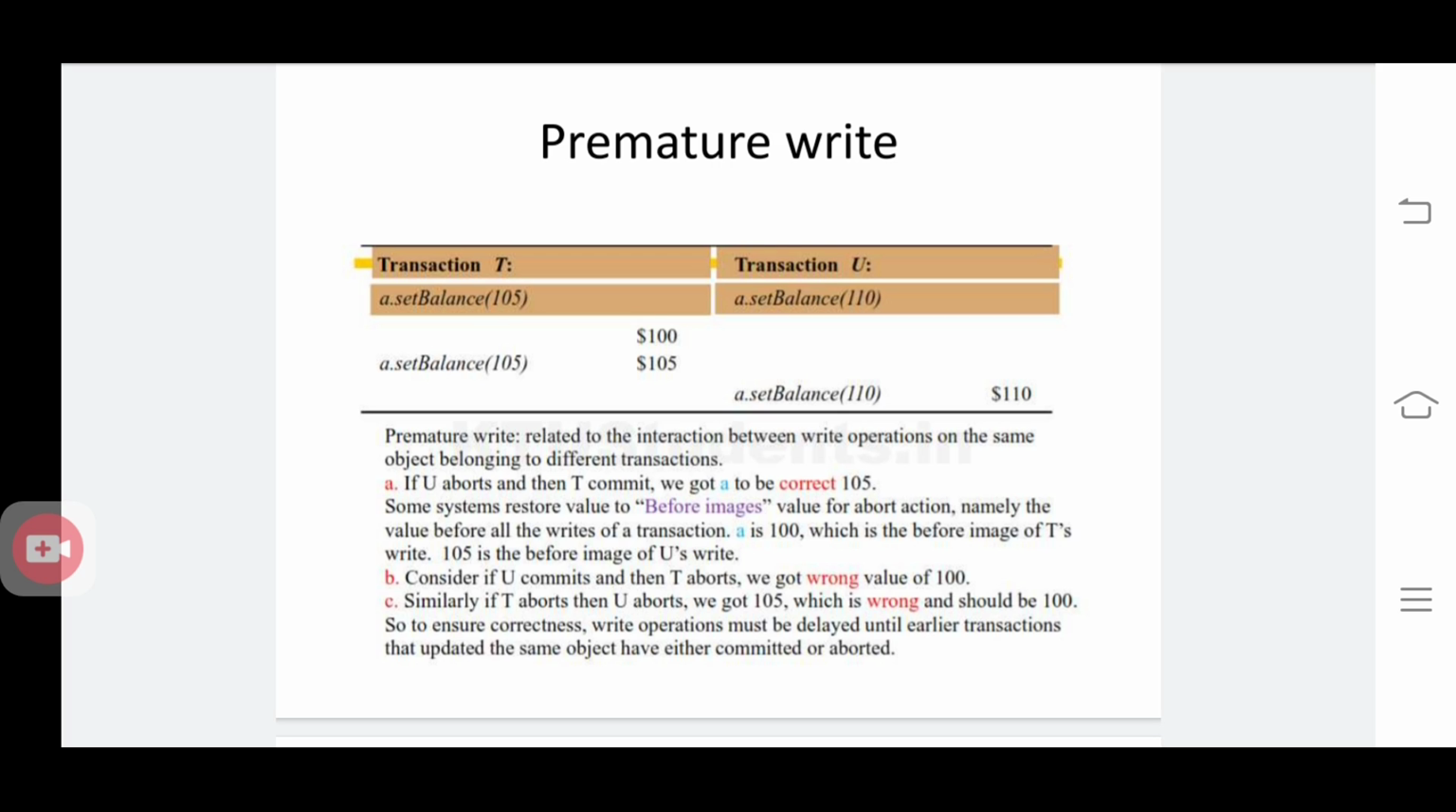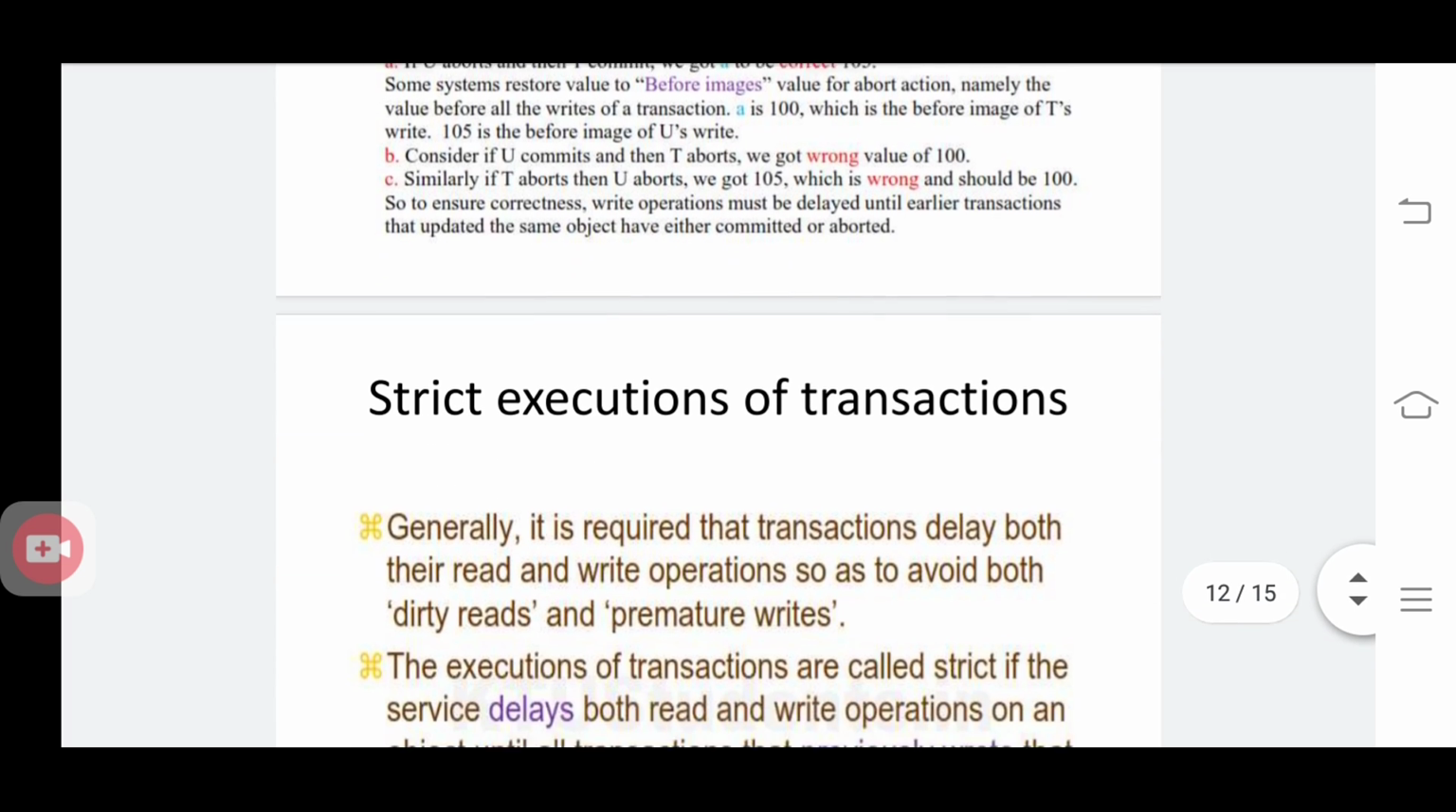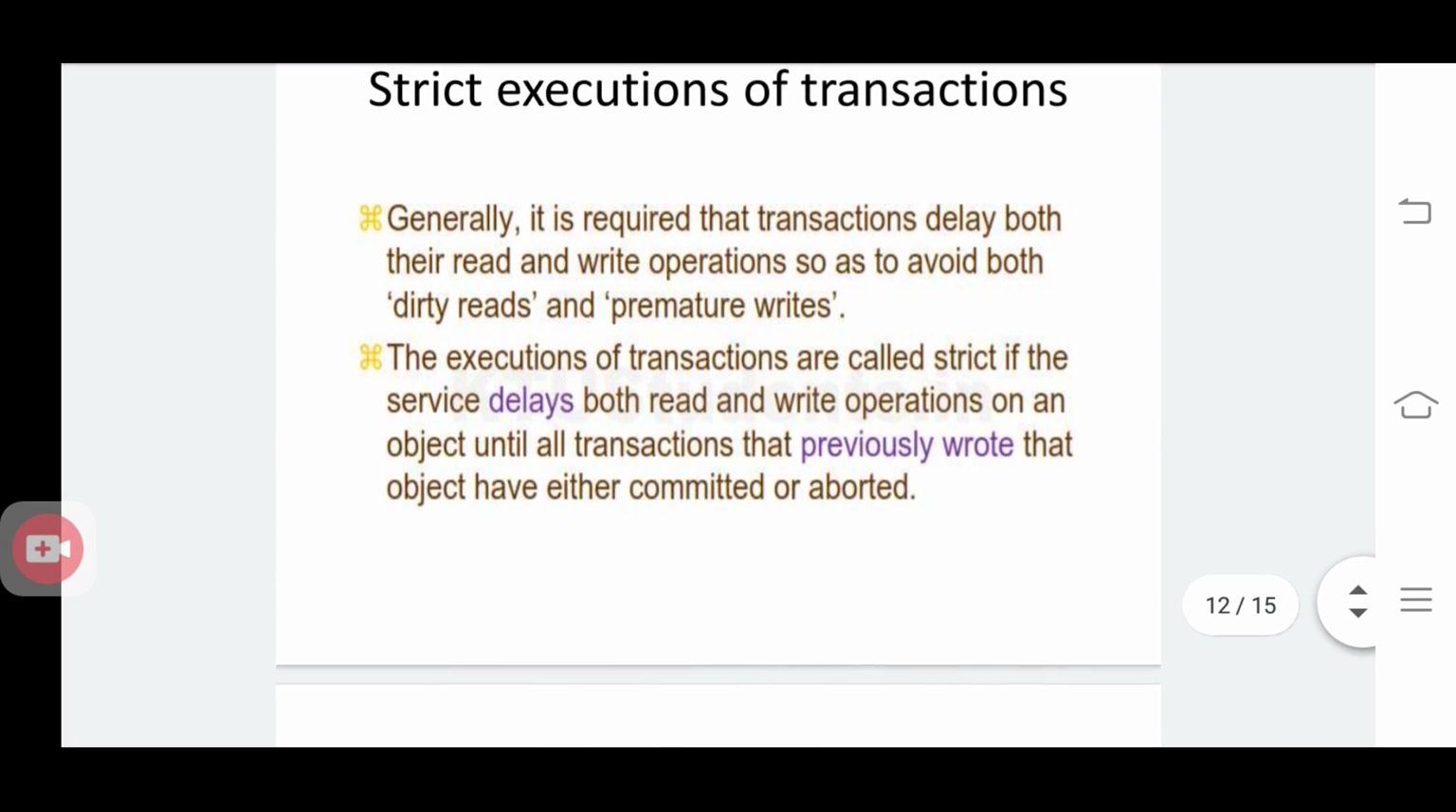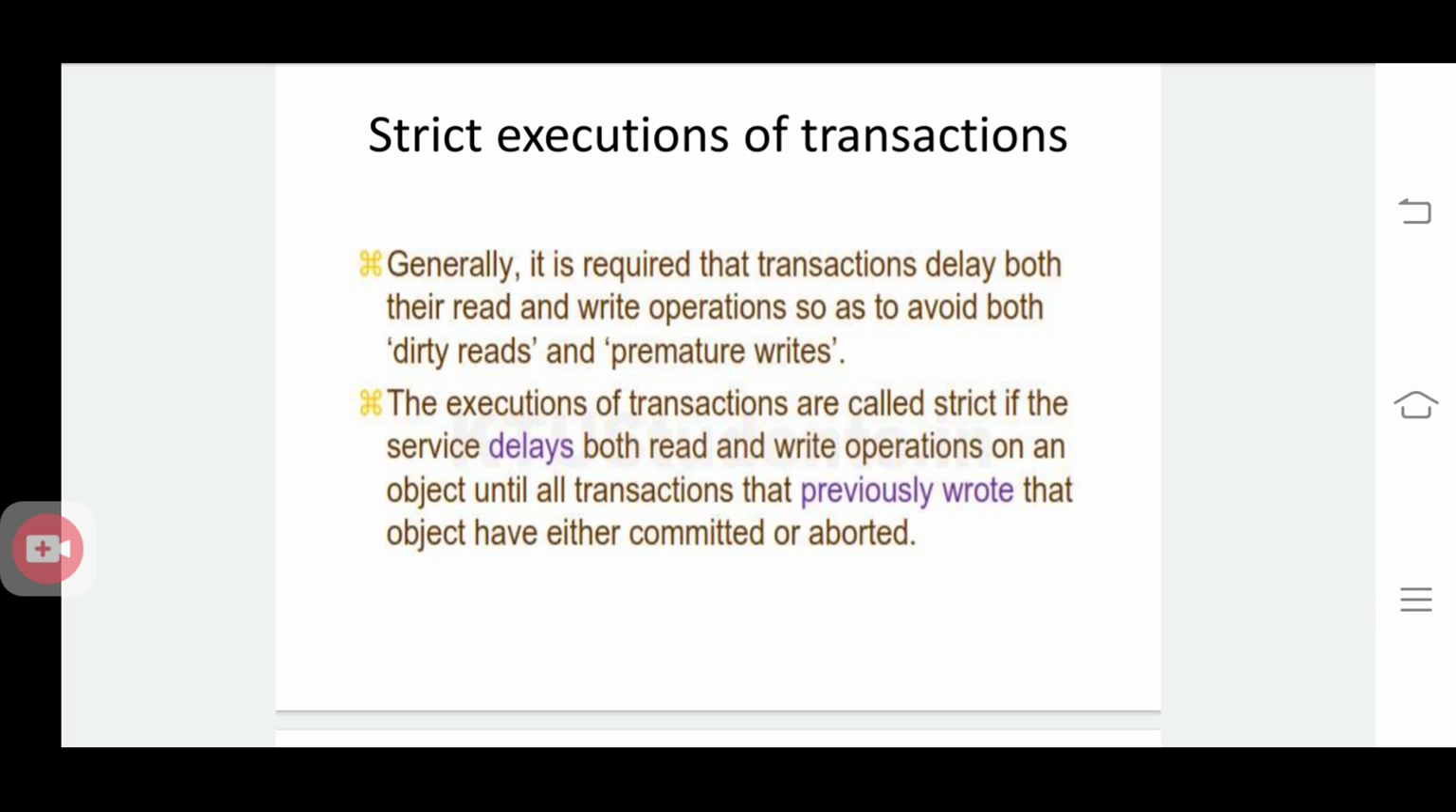Okay, to be mature, if we have a previous write on the same object, sometimes it will be committed or sometimes it will be aborted. Only after one of these options has happened may other writes be performed on that object. That is a premature write. Okay, so we have a strict execution of transactions. It is required that the transaction delay both the read and write operations so as to avoid both dirty reads and premature writes. We must delay reads and writes at times.